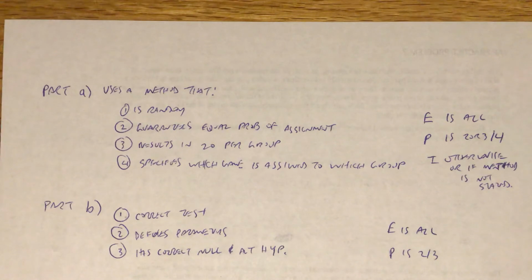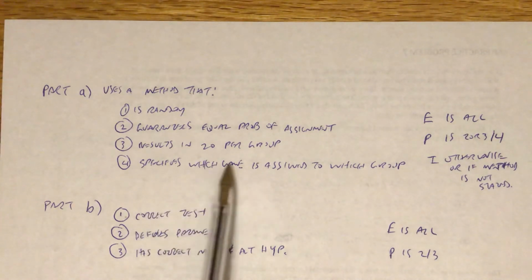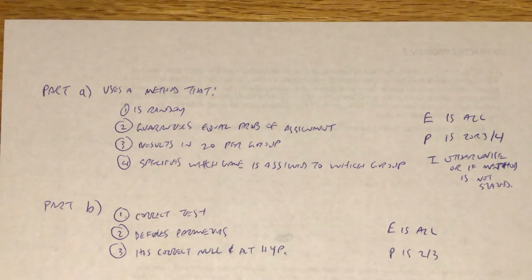You need to also have your method result in 20 members per group. You have to say that explicitly. So you have to make sure you say, well, I'm going to do this 20 times and throw them all into group 1. And then the last part says you need to specify which game is assigned to which group. So you say throw 20 people in group 1, you need to know group 1 is the driving group.